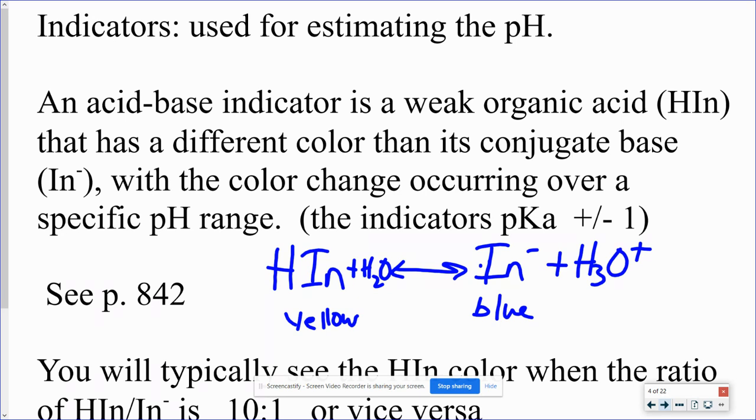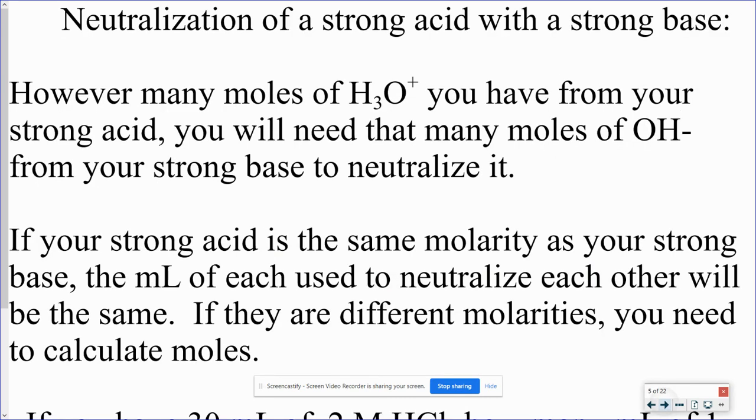So like with the one on here, this indicator happens to be yellow when it's acidic, and it turns blue when the hydrogen's been donated to water. And when there's 10 times more of the acid than the base, it would look yellow. When there's 10 times more of the base than the acid, it would look blue. But we'll come back to that later because we just use phenolphthalein in our titration.